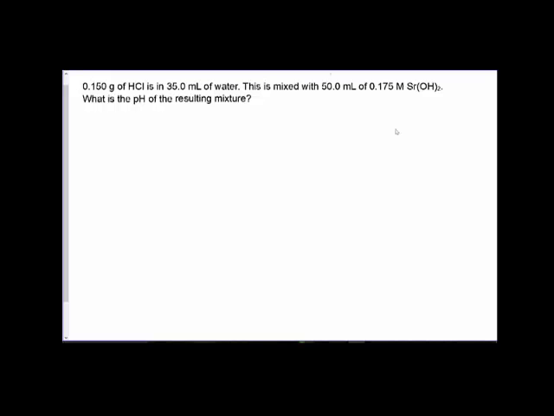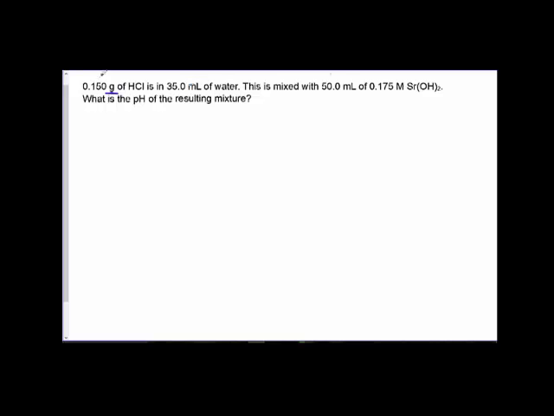There's two main differences in the way this question is set up. The first difference is that we're given grams of HCl instead of moles per liter. We're not given the concentration of the HCl before it's mixed. We're simply given the mass. That's okay because we can find moles from grams, and because we have the volume, we can also find concentration. So that will be one extra step that we need to do here. Then we have that it's mixed with a 50 mL solution of 0.175 molar strontium hydroxide.